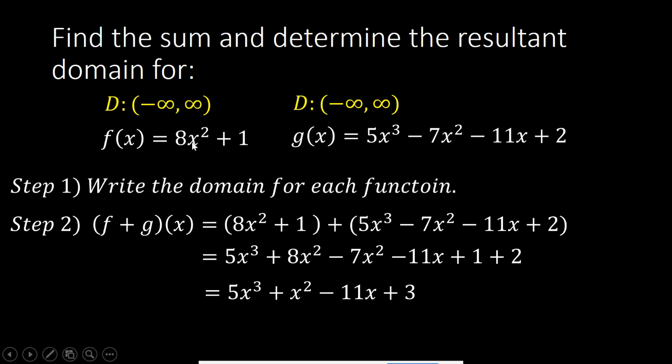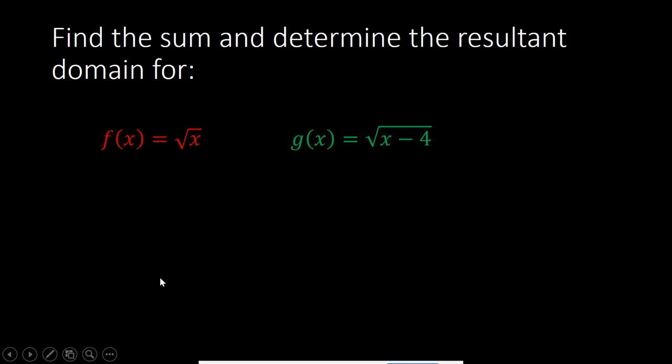So the resultant of adding a second and a third degree is a third degree polynomial, which has a domain of all real numbers because that is the overlap in all real numbers. Okay. All right. No big deal.